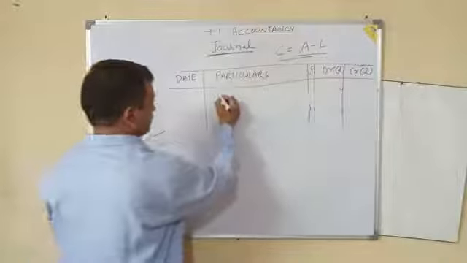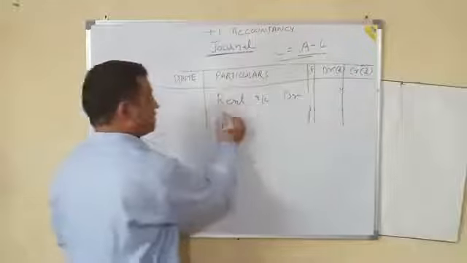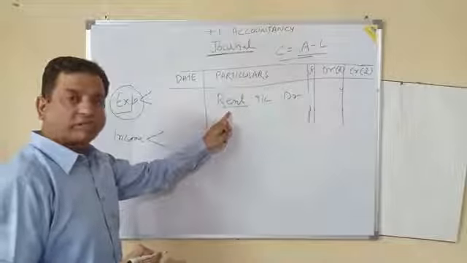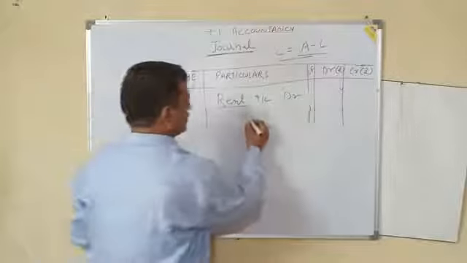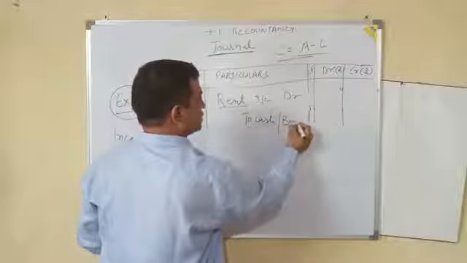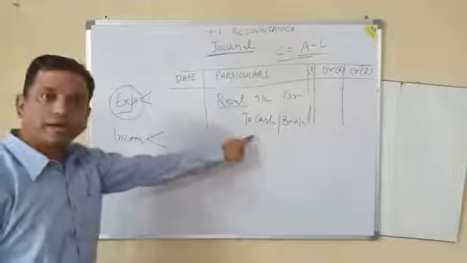Suppose you are paying rent. So rent account debit. Why am I debiting the rent? Because rent is my expense, and according to the rule of nominal account, expense is always debited. To, if I have paid this by cash, to cash. If I have paid that by check, I will put to bank. Expense account debited to cash, to bank.